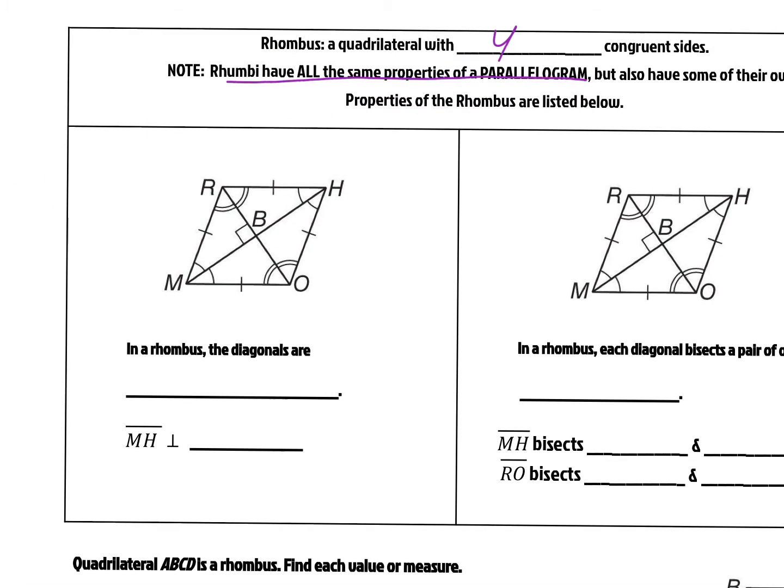For starters, in a rhombus, diagonals are perpendicular. Let's say they make 90-degree angles when they intersect, such that segment MH is perpendicular to segment RO. This means that our 4 triangles created inside of our rhombus are all going to be right triangles.